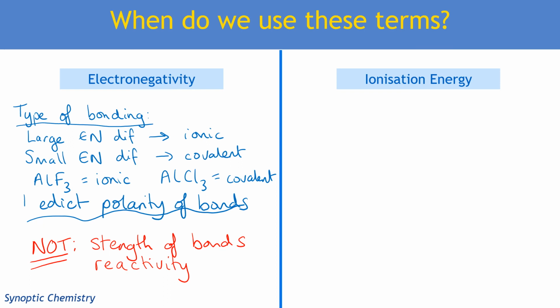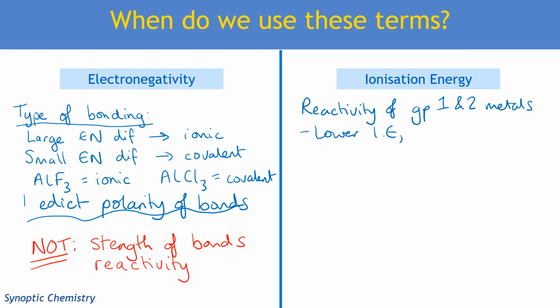Okay, when do we talk about ionization energy? A lot more. Make sure you do some practice questions where you know the kinds of things that might come up. So we could talk about it when it comes to reactivity of metals, particularly group 1 and 2 metals, because the lower the ionization energy, the more likely they are to lose electrons. And so that's obviously important because group 1 and group 2 metals lose electrons when they react.